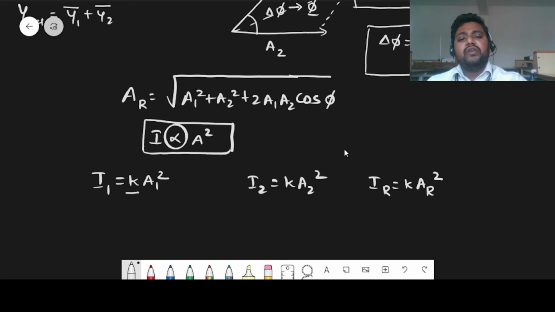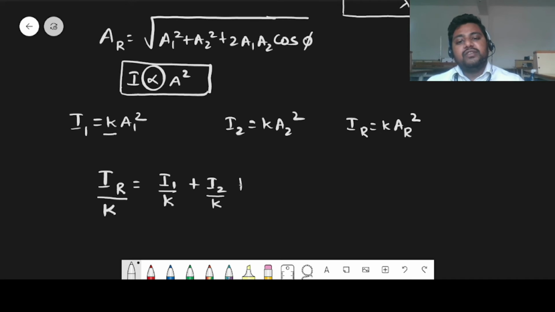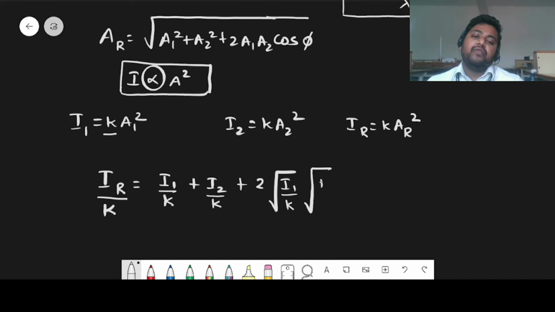So now, further manipulating this equation, instead of analyzing in terms of amplitude, I want to analyze in terms of intensity. So I resultant is equal to a1 square. In place of a1 square, I can write I1 by k plus I2 by k. In place of a resultant, I can write IR by k plus 2 a1. From here, a1 can be written as root of I1 divided by k into root of I2 divided by k into cos phi.